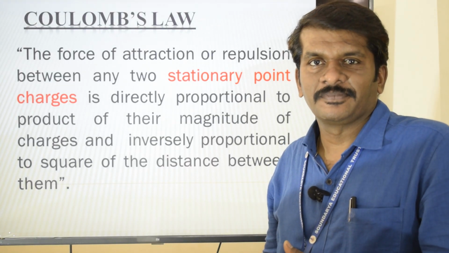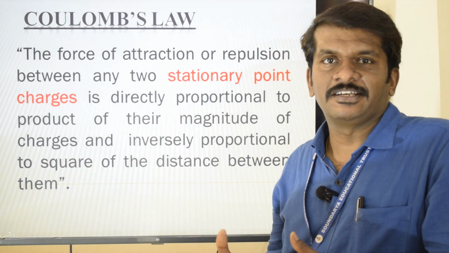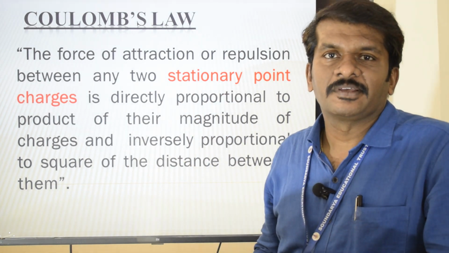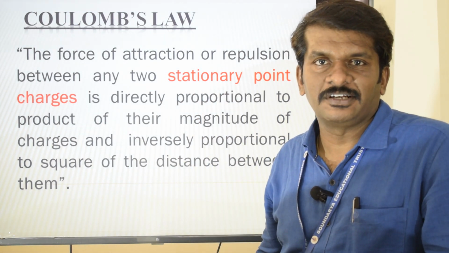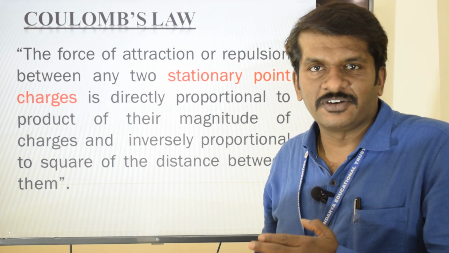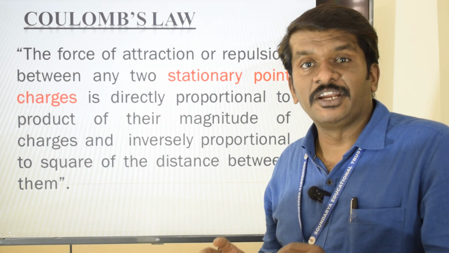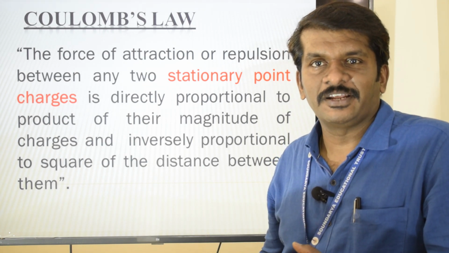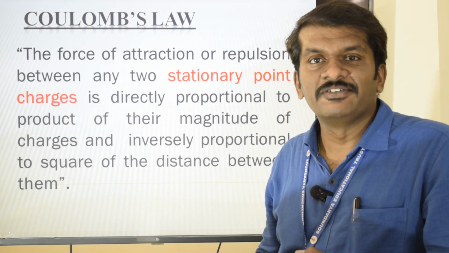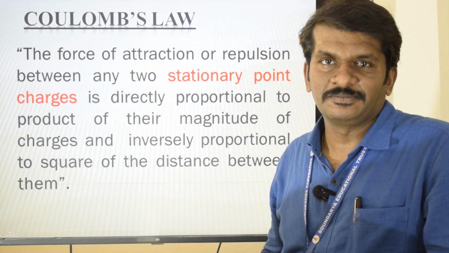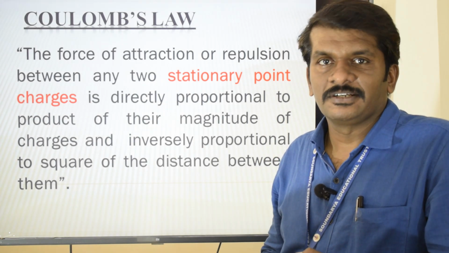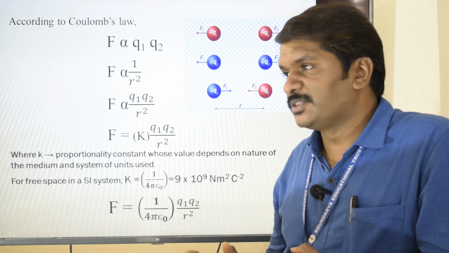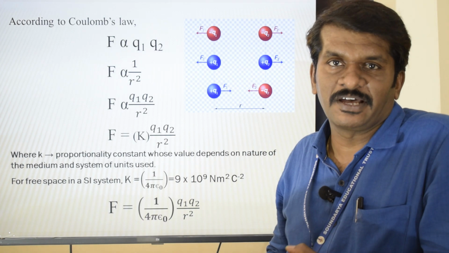Okay students, let us recap what we have studied in this session. In the beginning, we have studied about Coulomb's law. Once again, repeat the statement of Coulomb's law. This law states that the force of attraction or repulsion between any two stationary point charges is directly proportional to the product of their magnitude of charges and is inversely proportional to the square of the distance between them. So, according to that, F is proportional to Q1 Q2, F is proportional to 1 by R square. If we combine those things, F is proportional to Q1 Q2 by R square.